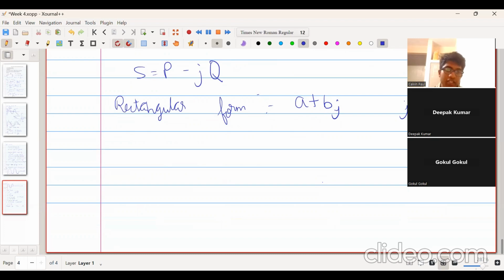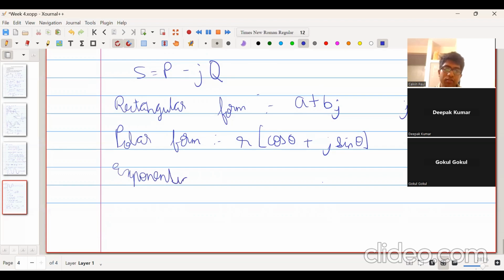Then it can also be written in the polar form. The polar form is of this form: R into cos theta plus j into sine theta. As well as there's something known as the exponential form. I'm sorry for the bad handwriting. It will be written as R into e raised to j theta. So this phasor can be represented in various forms. In the normal notation which we use, we write V into angle of theta, and the angle of theta actually represents e raised to j theta.